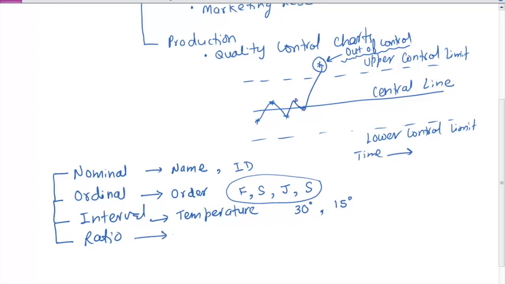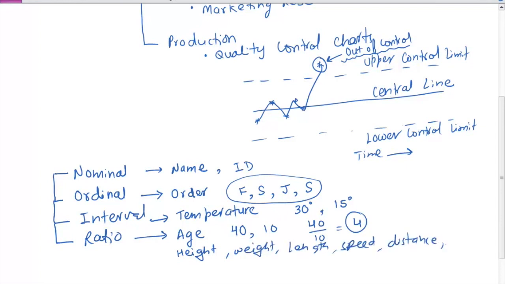Next is ratio, and ratio has all the properties of interval, but also something more. And that something more is that the ratio of two numbers makes sense. For example, if you take age, let's say a father is aged 40 years and a child is 10 years. So we can always take a ratio, 40 by 10, which is 4, and say that the father is 4 times older than the son. So because the ratio makes sense, age is a ratio type of variable. In fact, there are so many variables of ratio type. You could have height, weight, length, speed, distance, time, and so on. So there are a lot of variables that fall under this category.